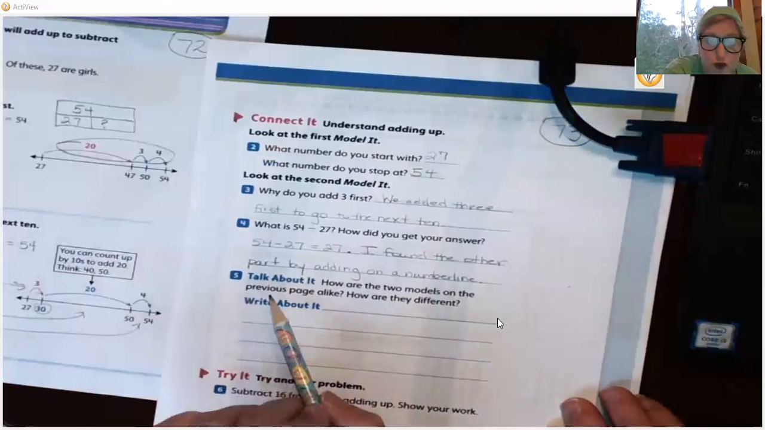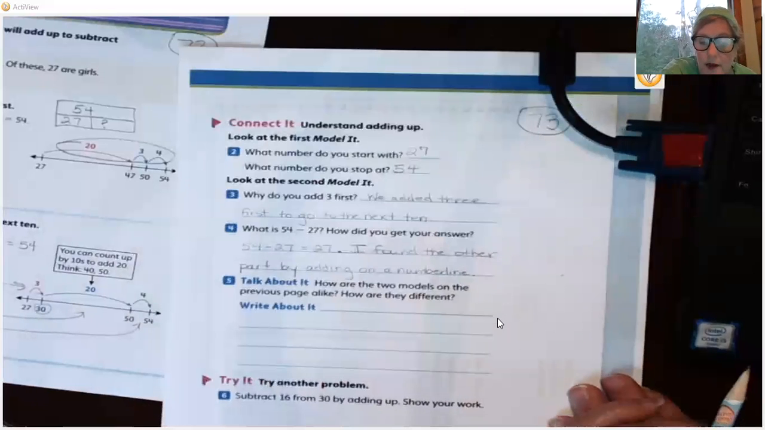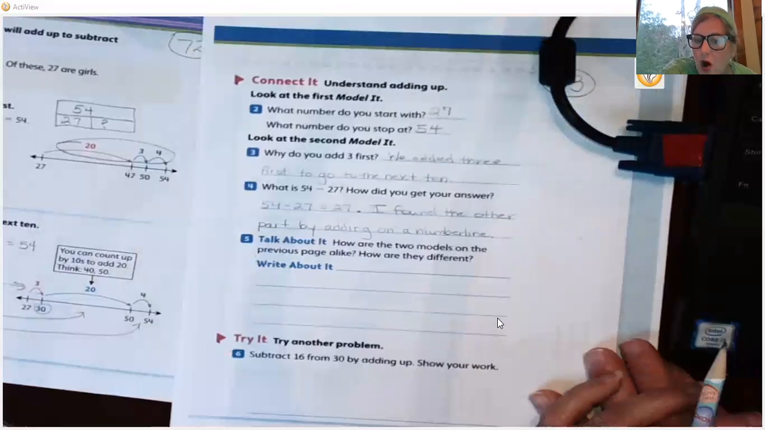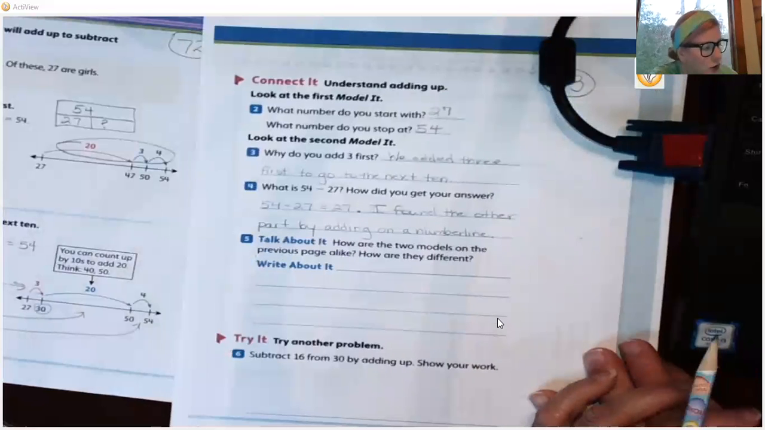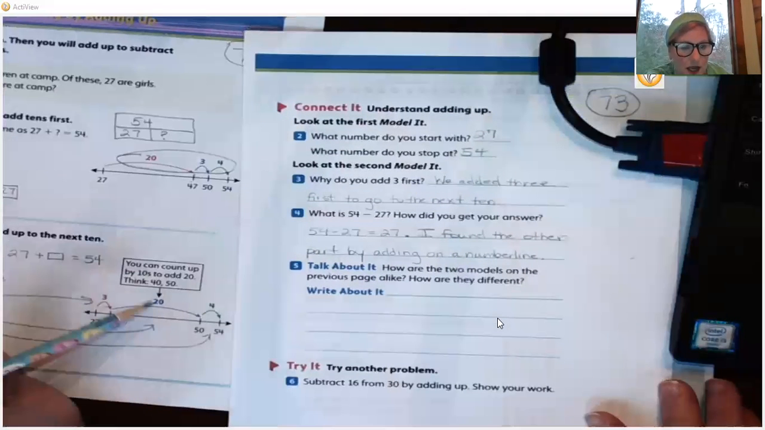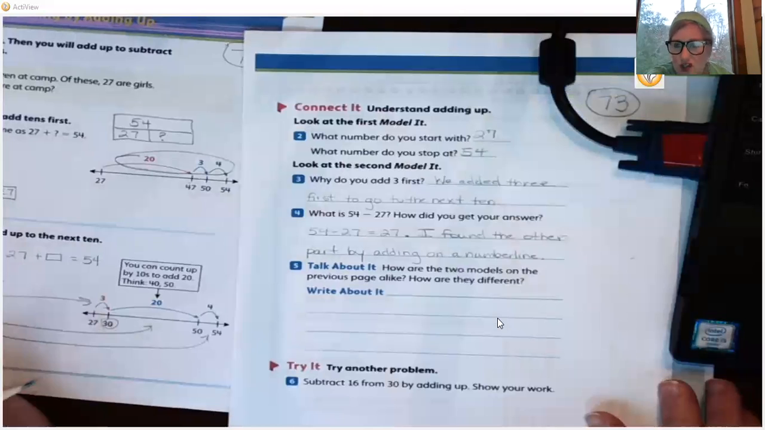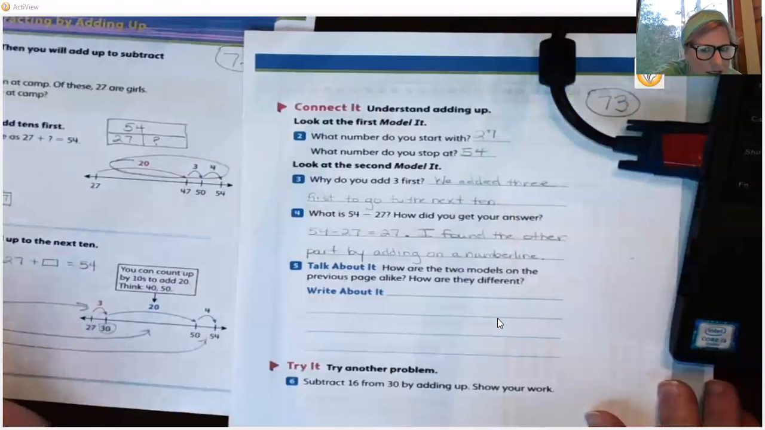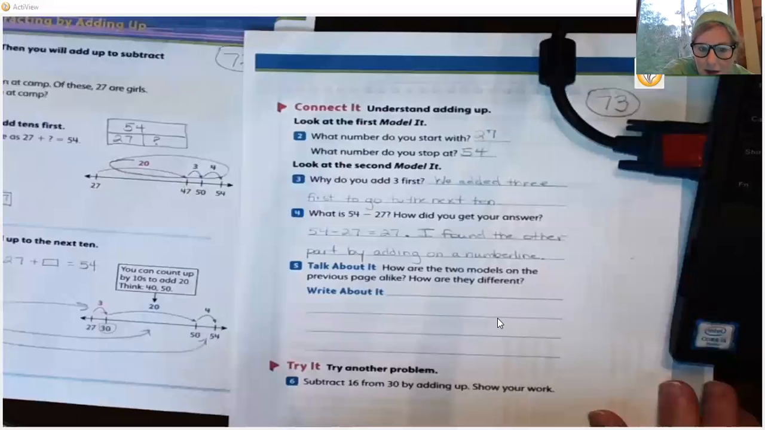So number 5, talk about it. How are the two models on the previous page alike? How are they different? So you're going to pause and look at your strategies over here and think, how are they alike? Do they start with the same number? Do they end with the same number? What about the part in between? How is that done? So I want you to pause the video, think about that, and write it down.